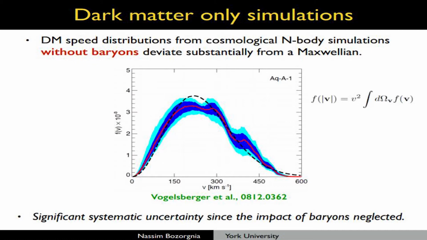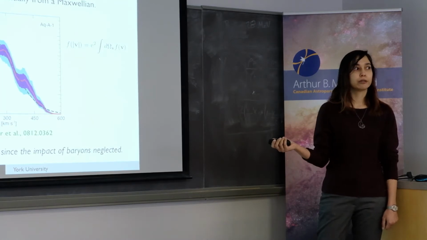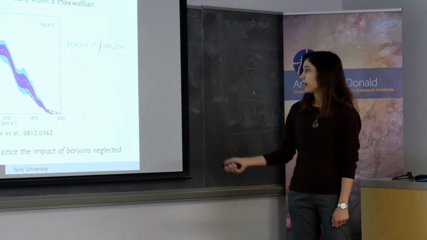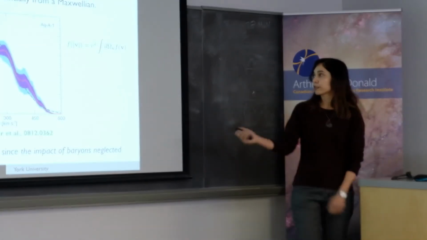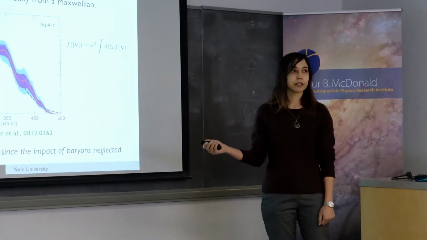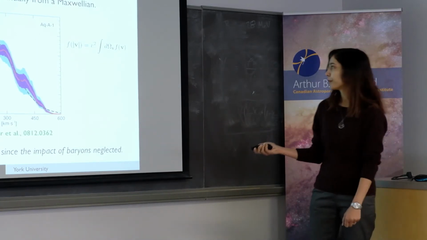So there were these deficits at the peak, and these excesses at high velocities. But we wanted to see if this picture changes if you include baryons, because of course there are a lot of systematic uncertainties in these sorts of results, because the effect of baryons is neglected, and baryons are important, especially at the position of the sun.